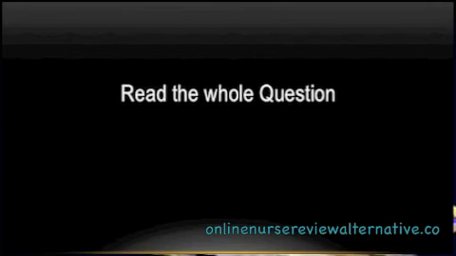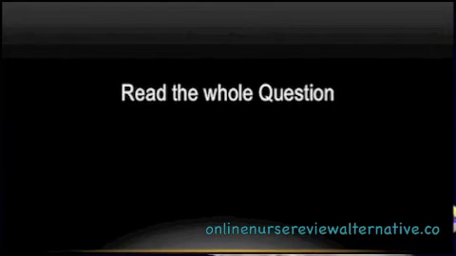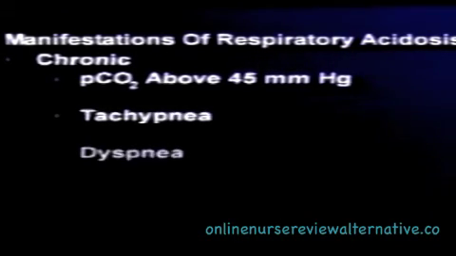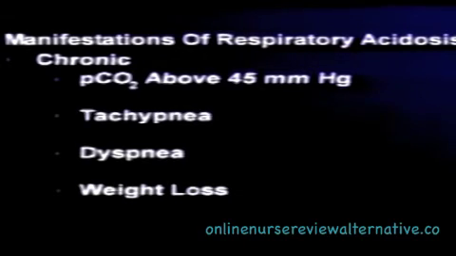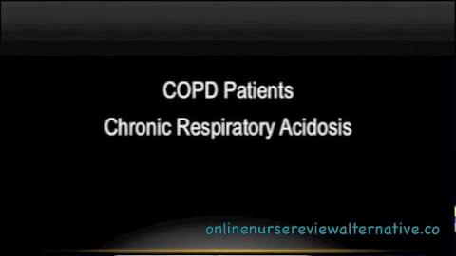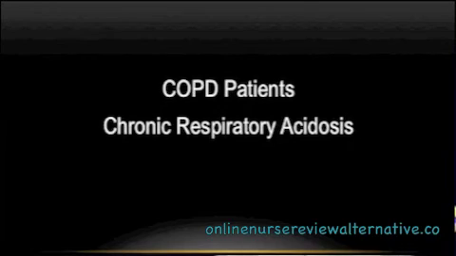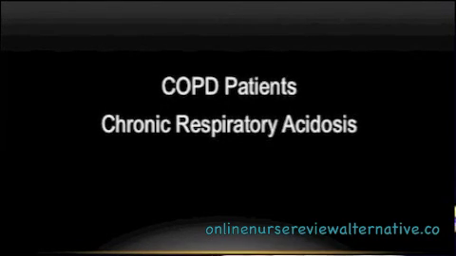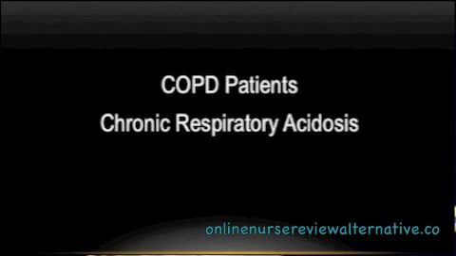Now, the chronic patient, the patient who, remember we talked about the one who has COPD or CAL, these are the classic signs of COPD. The PCO2 above 45 millimeters of mercury. They will develop tachypnea, dyspnea, and eventually a weight loss. And that is, again, because their metabolic rate is so high, because they are breathing so rapidly that their metabolic rate goes up, and so they start to lose weight because they're using their stores or their reserve, and thus there's a weight loss.